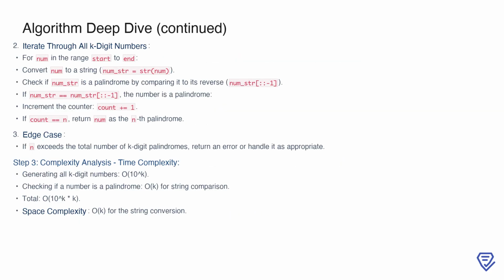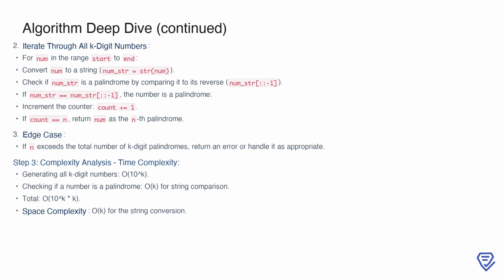Now, to implement this brute force approach, we iterate through all numbers within the range of k-digit numbers. For each number, we convert it to a string so we can easily check if it's a palindrome. This is done by comparing the string with its reversed version. If they match, we know the number is a palindrome. When we find a palindrome, we increment the counter. Once the counter matches n, we return the current number as the nth palindrome.